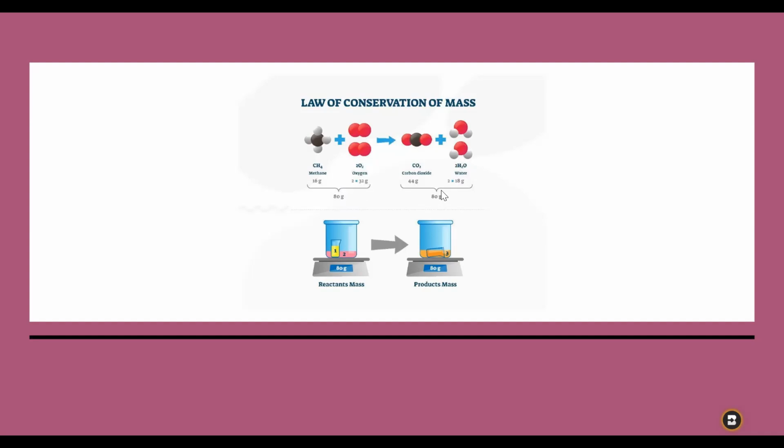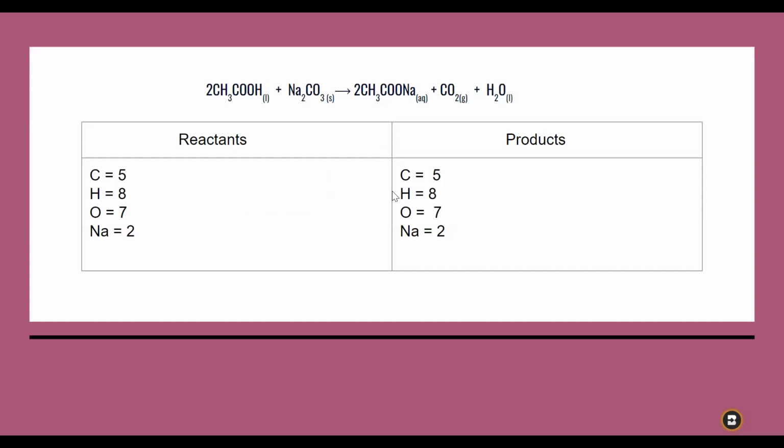Of course, if each kind of atom is the same on the reactant side and product side, the mass will also be the same. And when this happens, we say that this follows the law of conservation of mass. So this is the reaction. Anytime you start a reaction, the mass of your reactants will be equal to the mass of the products. That's what that means. So we can also count each kind of atom on the reactant side and each kind on the product side.